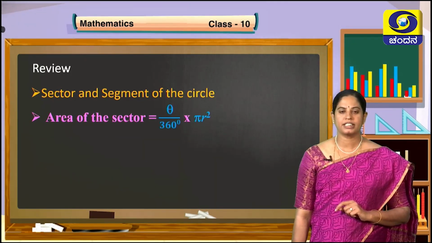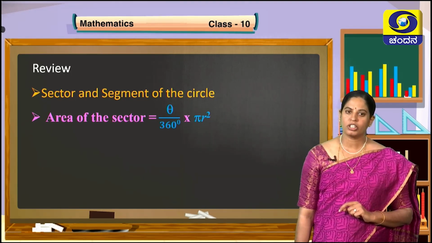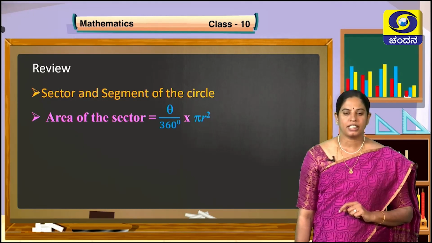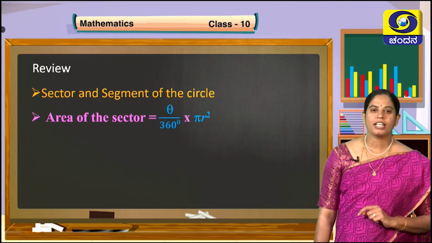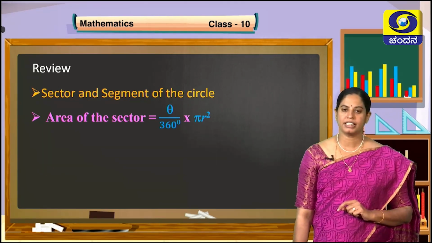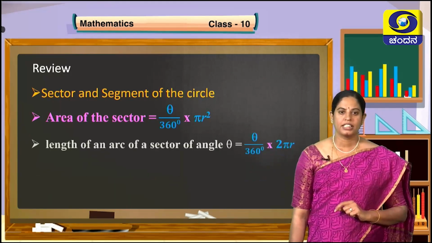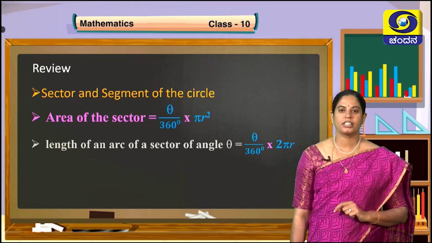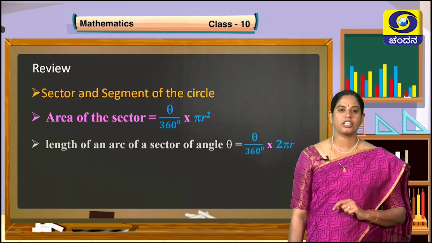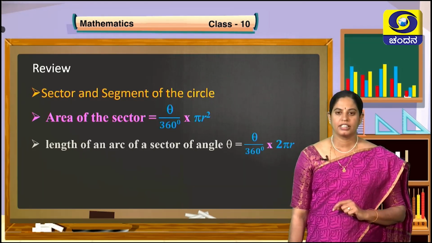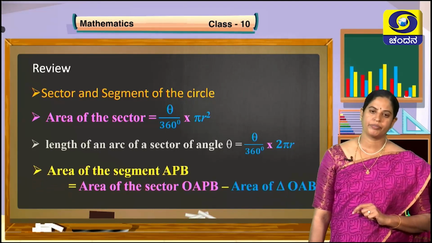And we also discussed the formula to find the area of a sector. The formula is theta divided by 360 degree into pi r square. Here theta is the angle subtended in the sector, and you know pi r square is the area of the circle. And also we discussed how to find the length of an arc of a sector, that is theta divided by 360 degree into 2 pi r.